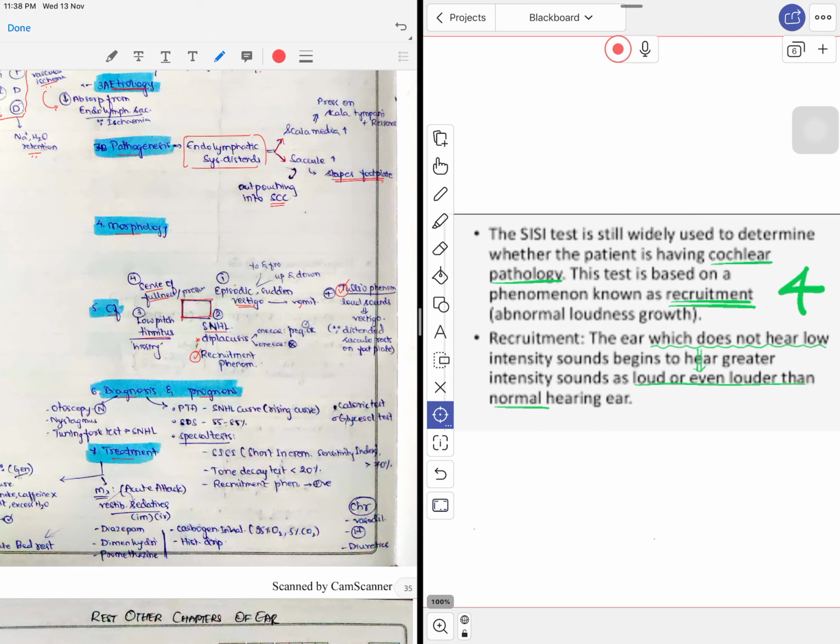As you can see over here, the Tullio phenomenon is nothing but when loud sounds bombard the ear, there will be vertigo seen in that person. This is because, as I have told you first itself, the saccule is already distended and is going to rest on the footplate.